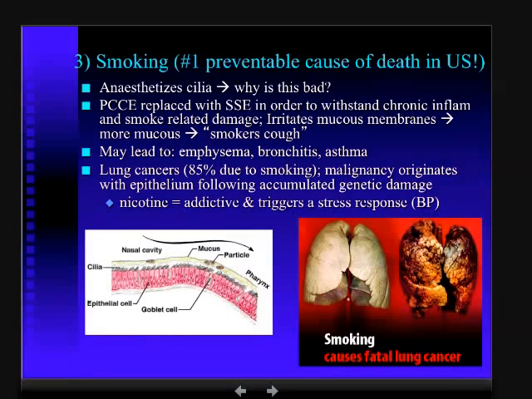In addition, over time, the pseudostratified ciliated columnar epithelium is replaced with a stratified squamous epithelium, which is more resistant, but of course, a stratified squamous isn't going to move mucus for you, is it? So you lose the benefits of that. And it may lead to emphysema, and it could lead to bronchitis, that is inflammation of the bronchial tissues. It can lead to asthma, closing down those bronchioles, or it can lead to lung cancer.